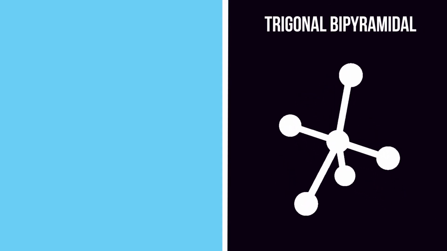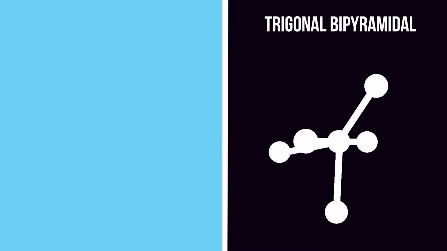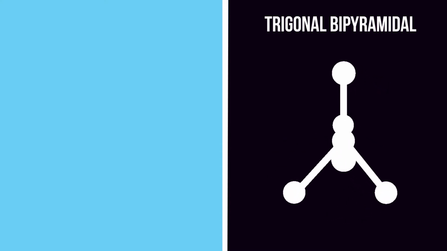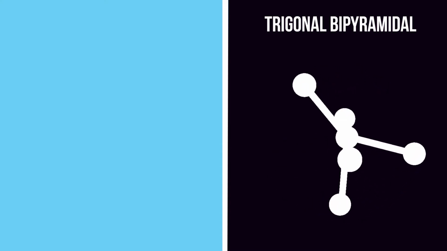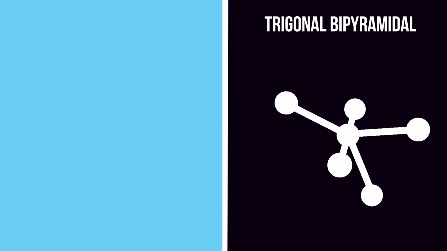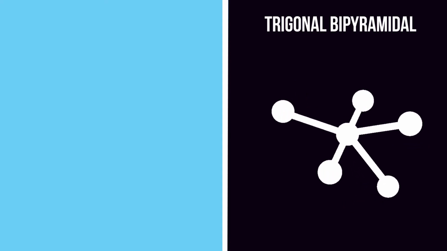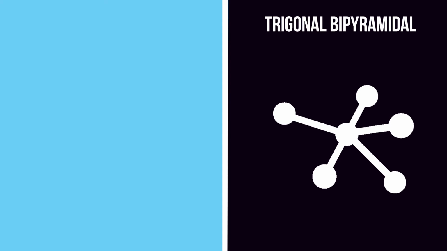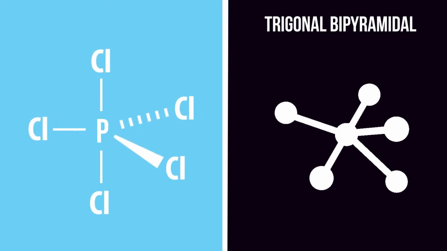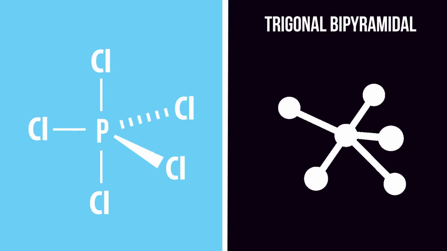Looking at the molecular geometry for phosphorus pentachloride, we can see that it has a trigonal bipyramidal shape with bond angles of 90 degrees and 120 degrees. I attempted to create this 3D model of the phosphorus pentachloride molecule that you can see here on the right while it's rotating around.